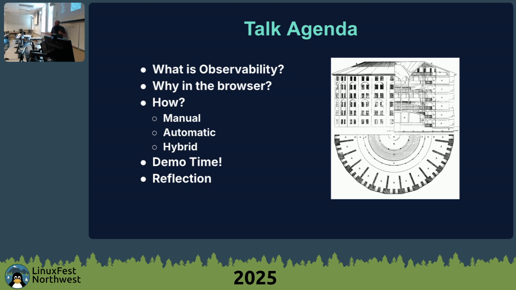All right, so what are we going to talk about today? What is observability? Why am I talking about it in the browser? How do we do it? I'm going to talk about manual instrumentation, automatic instrumentation, and then fine-tuning that sweet spot to get exactly what you want and not what you don't want. We'll see a little bit of a demo, and we'll do a bit of a recap.